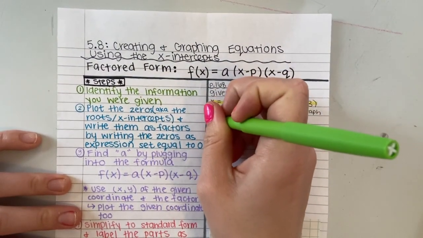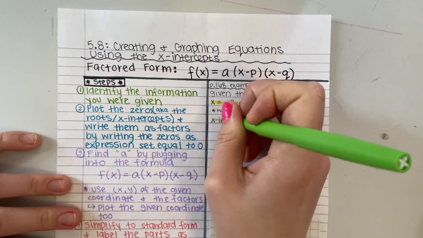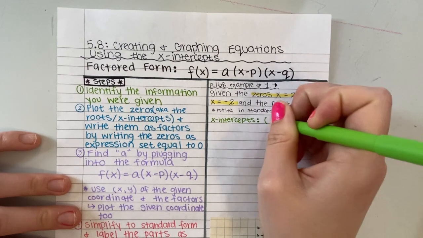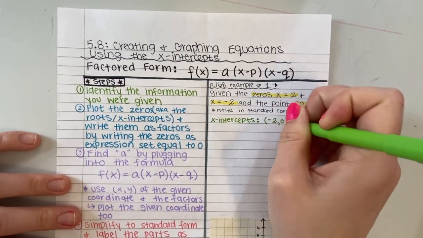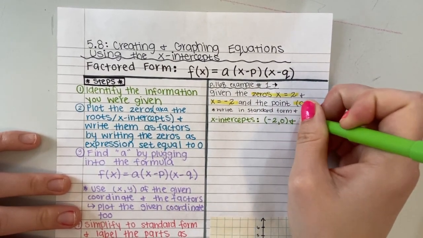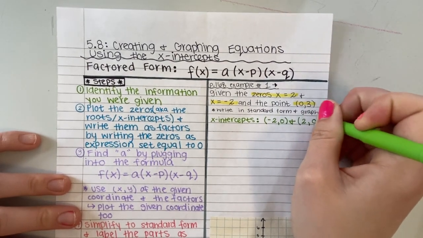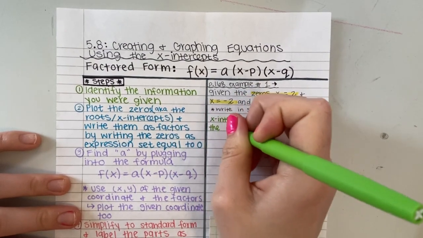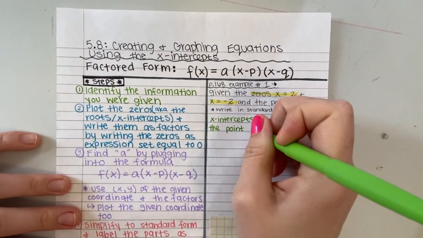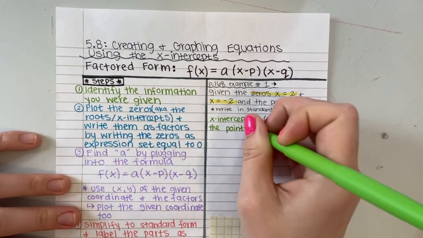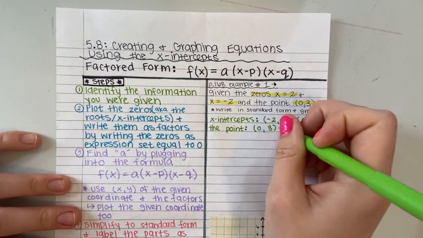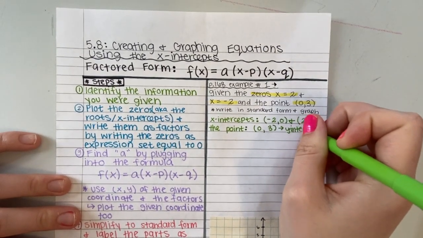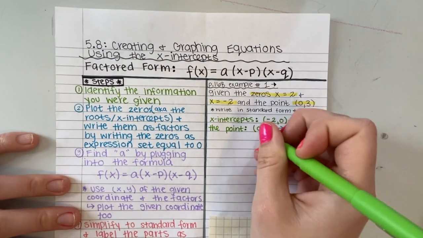I have the x-intercepts, which are (-2, 0) and (2, 0). I also have the point (0, 3), which also happens to be my y-intercept, because that's an x value of 0.